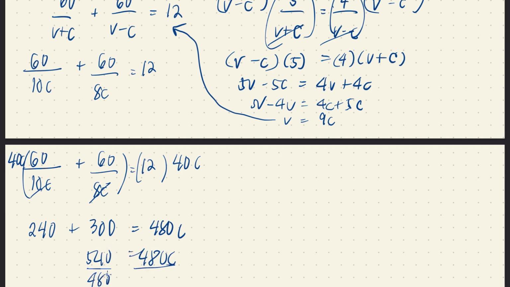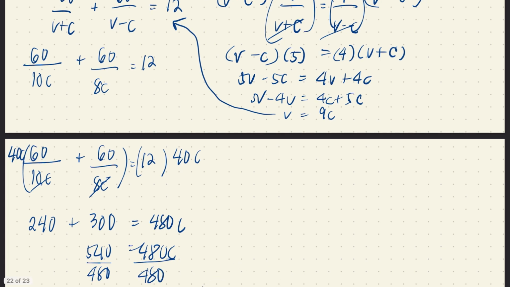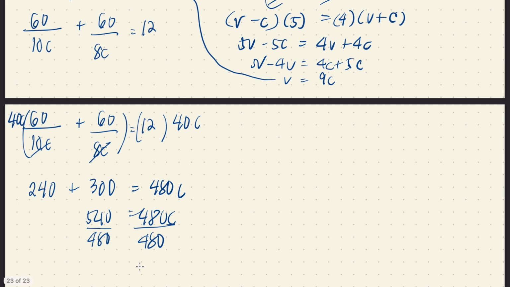Divide both sides by 480. Okay. We'll get the speed of the current as 540 over 480, basically. So 54 divided by 48 is just 9 over 8, or 1.125 kilometers per hour. That's our speed of our current.